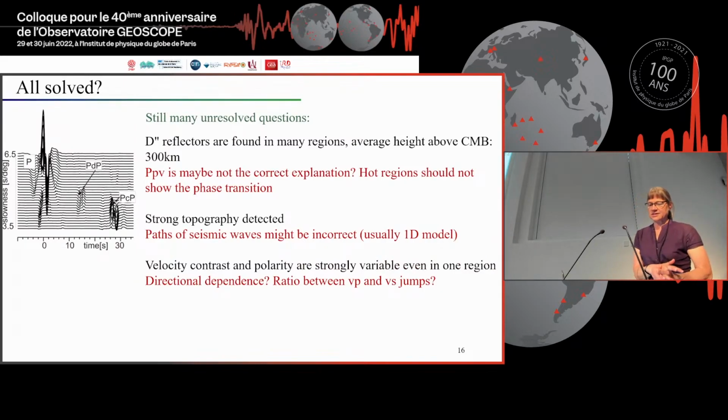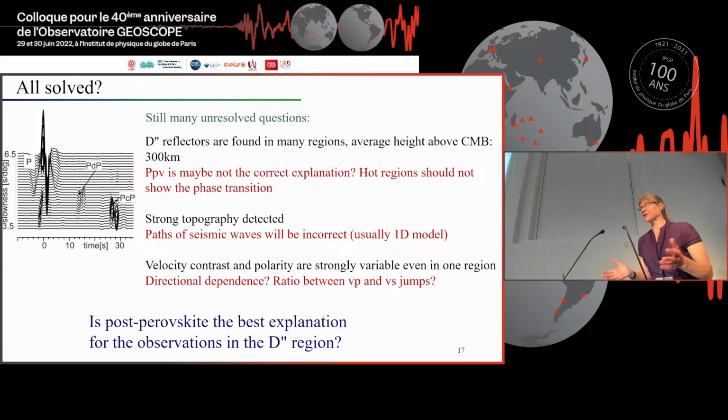The other thing is that the velocity contrast and the polarities are really strongly variable, even in one region. In one region we find events where there's no evidence for PDP waves or SDS waves, while right next to it, there is evidence for it. So we can make up all kinds of difficult models to explain this. And on top of that, there's directional dependence of both the polarity and the amplitude of our seismic waves. So the question is: is post-perovskite really the best explanation?